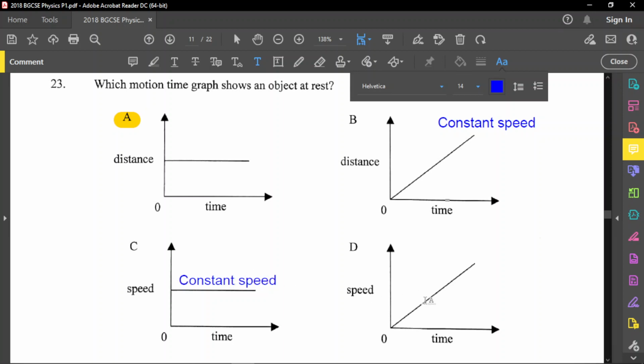I have this graph showing an increase in speed over time. So as time goes by, the speed is increasing. So this one here is an acceleration graph. It is accelerating. So A is our answer right there.